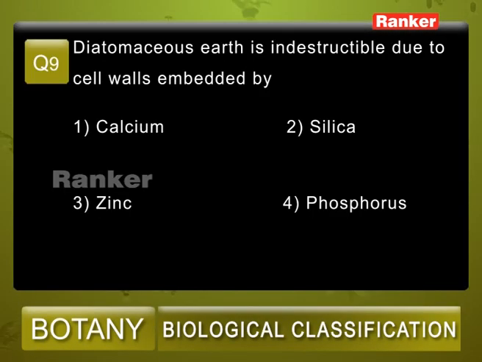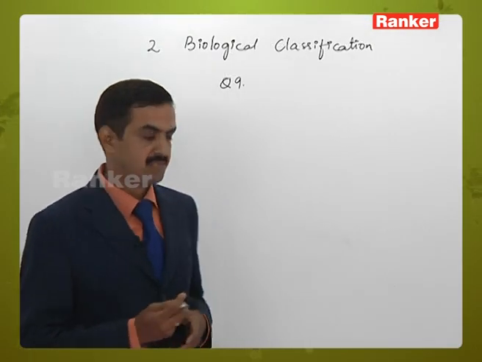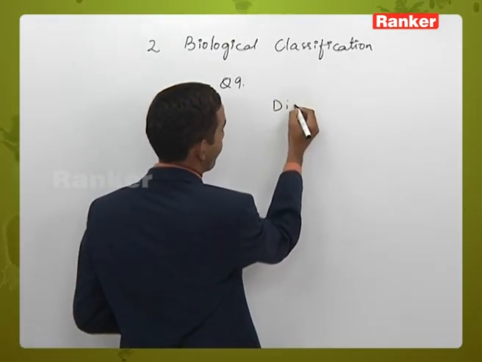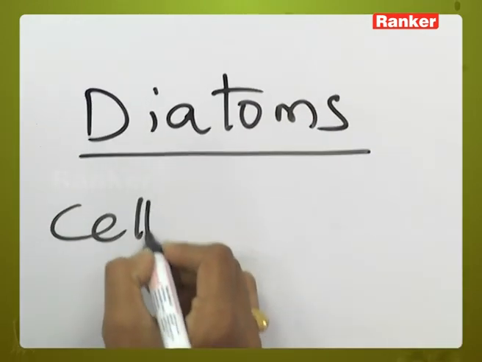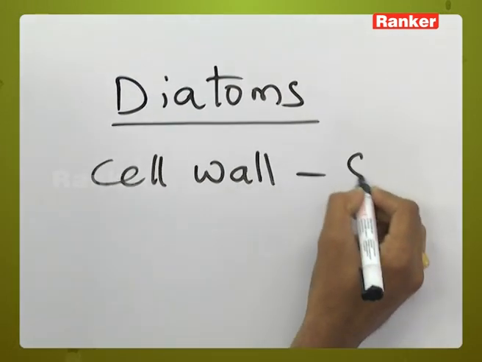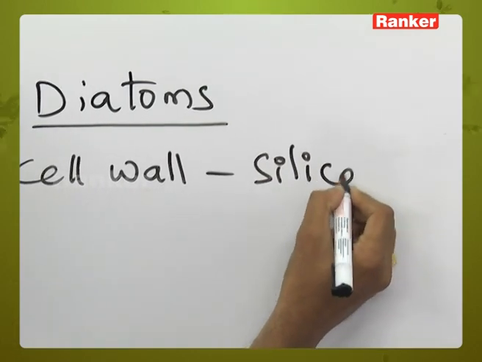Question number 9. Diatomaceous earth is indestructible due to cell walls embedded by: option 1, calcium; 2, silica; 3, zinc; 4, phosphorus. In diatoms, the cell wall is made up of a chemical called silica.